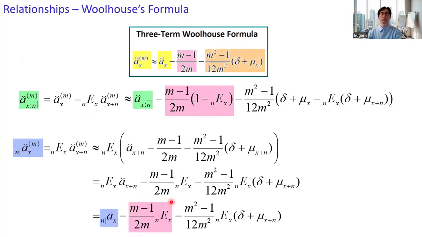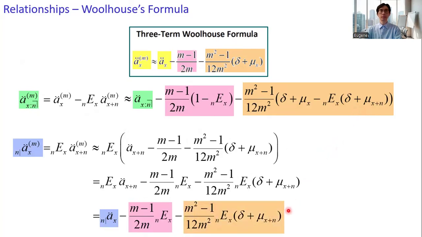The last term, we have a similar relationship. We have delta plus mu x, and then delta plus mu x plus n, and then multiply by nEx for the last term here. And then for the deferred annuity, multiply nEx with the term delta plus mu x plus n for the n-year deferred case.